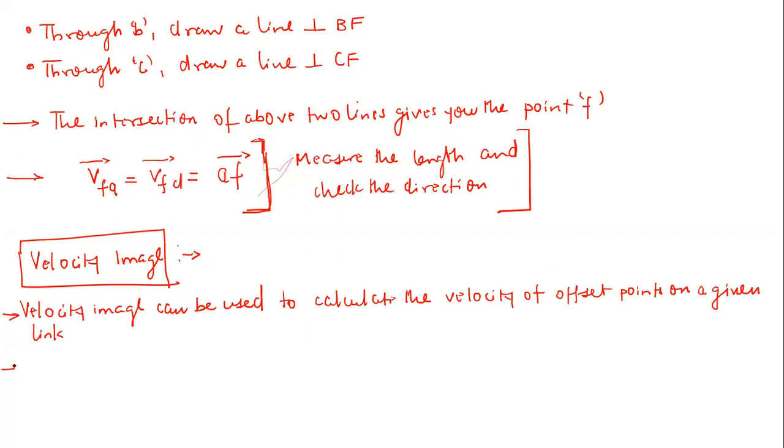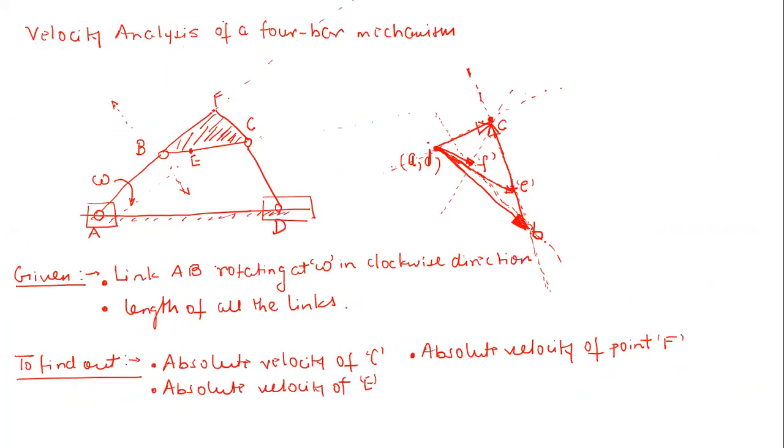Now, what is this velocity image? Let us compare triangles small bfc and capital BFC. What is small bfc? Small bfc is simply your velocity diagram, and this capital BFC is the configuration which is provided to us. So let us compare these two triangles.